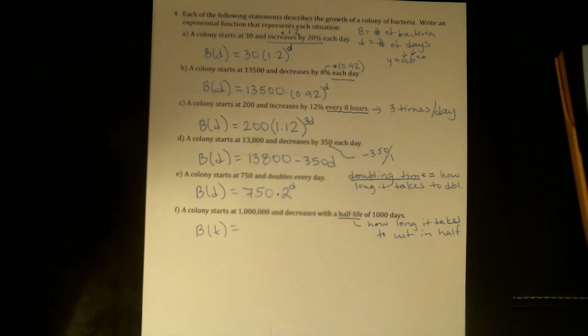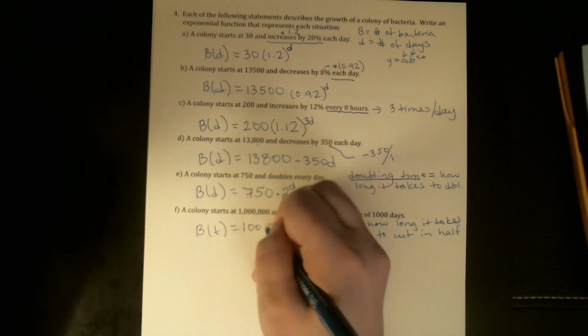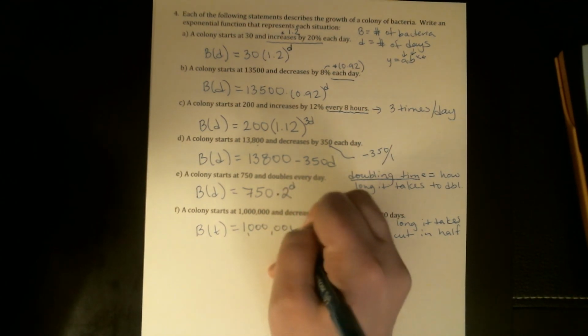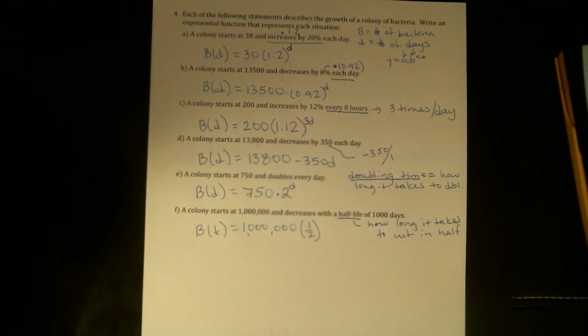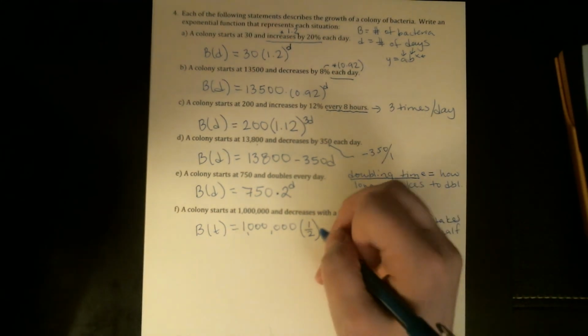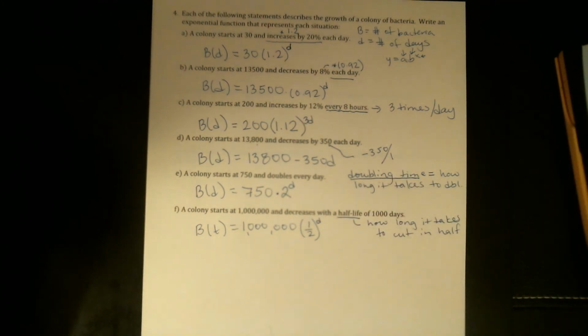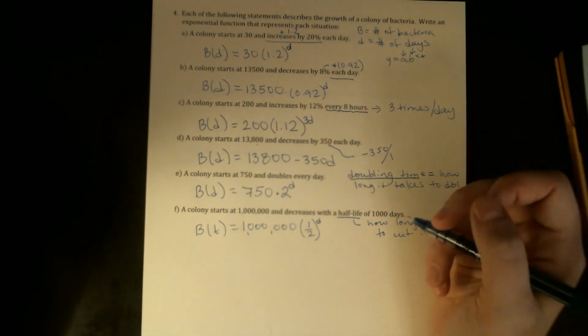Cutting in half is a multiplication, so this will be exponential. So we'll stick our starting amount out in front. We are multiplying by 1/2, but we're not doing it every day. It doesn't cut in half every day. It cuts in half every 1,000 days. So again, I hope you're starting to spot that that 1,000 is going to go up here in the exponent with the D. And then I think the thing that gets a little tricky is deciding if you should multiply or divide by the 1,000.